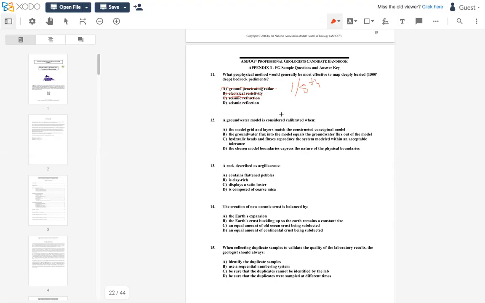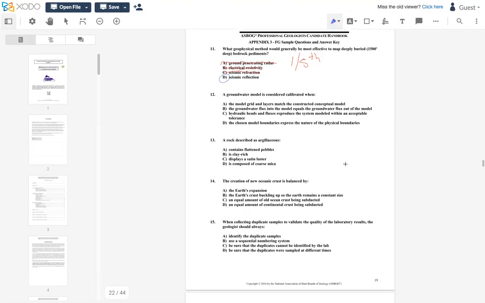But with seismic reflection, it's another geophysical method that uses seismic waves. It has a pretty deep investigation depth, oftentimes down to like 2 kilometers. And so that's definitely deep enough for our application here with the 1,500 feet. So I'm going to say D is our correct answer.